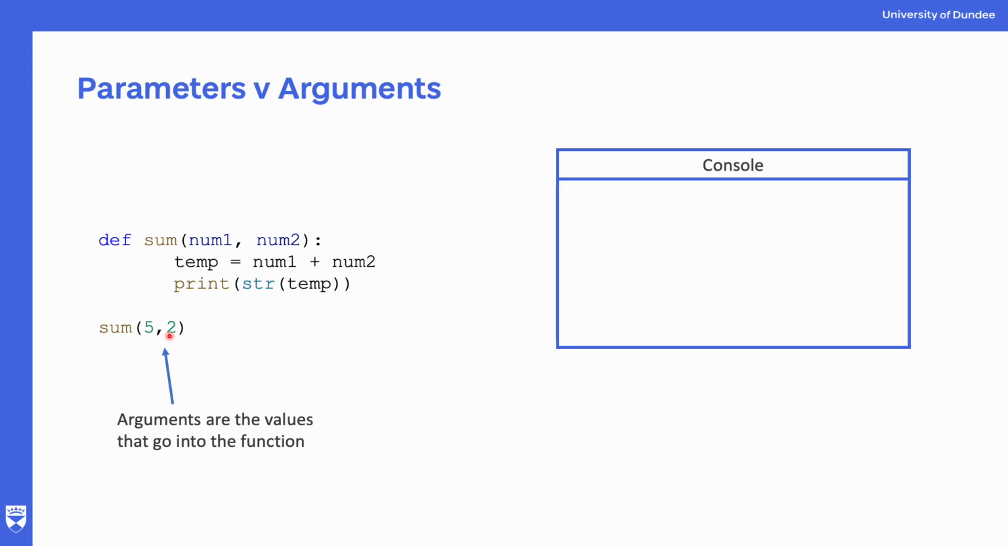Those are called arguments. Whatever goes into the function definition are parameters. Whatever goes into the function when I call it are arguments. They are the values that go in. So what will I get here? I'm giving it 5 and 2. So num1 is 5, because that's the first one in the list. Then num2 will be 2. So my temp value is 5 plus 2, which is 7. And when I print that out, that's what I get.